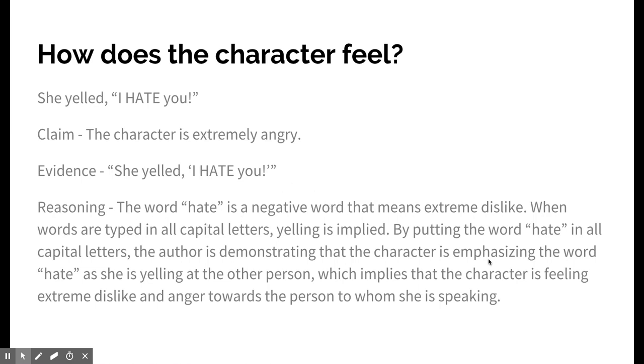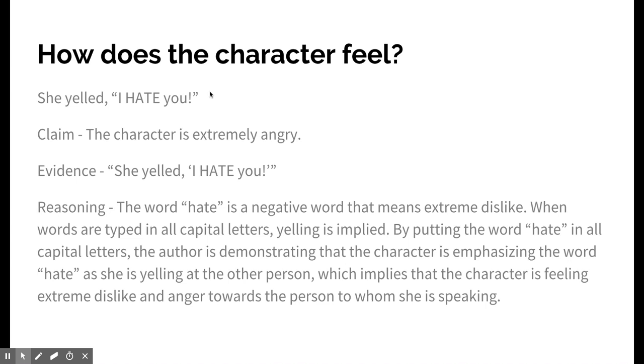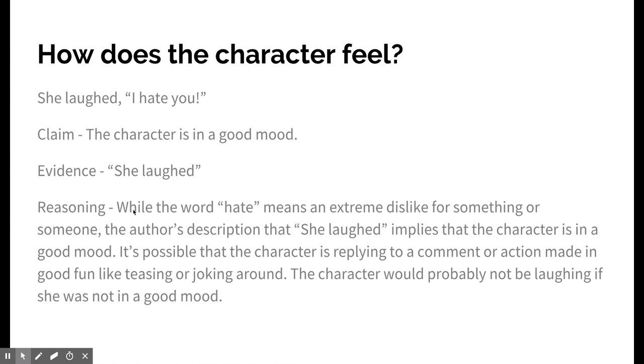Okay, so this is what your answer would be. If I'm asking you, how does the character feel? And you have this piece of evidence here. So you don't have to say claim, you don't have to say evidence, you don't have to say reasoning, but this kind of sentence, and I know, I wrote it, so it's a little higher level, but this kind of sentence is what I'm looking for. I'm looking for linking them back.